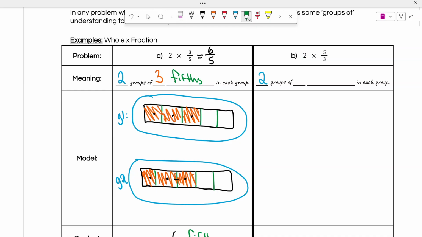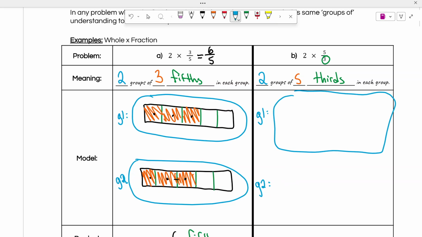If we look at our second example, we have our 2 as our 2 groups again. The number of pieces that we have in each of those groups is 5. And what type of piece is each of those pieces? They're thirds of one whole. Let's go ahead and set up our 2 groups. Group 1, group 2. Here's group 1. Here's group 2. Beautiful groups there. And I need to get 5/3.